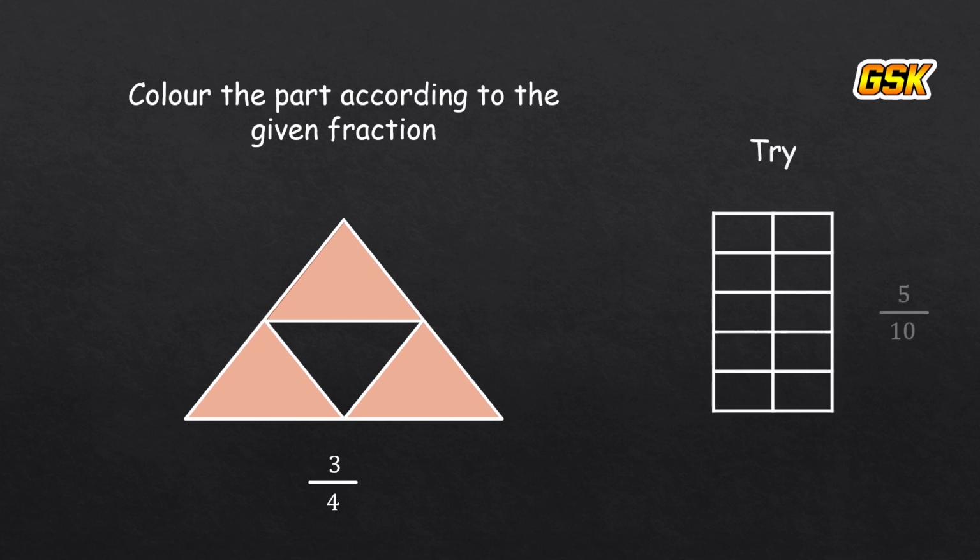And try this. The given fraction is 5 by 10 and the given rectangle is divided into 10 equal parts. How many parts should we shade now? 5 parts. The numerator is 5, so we should shade 5 parts. 1, 2, 3, 4, 5. We can shade any 5 parts.